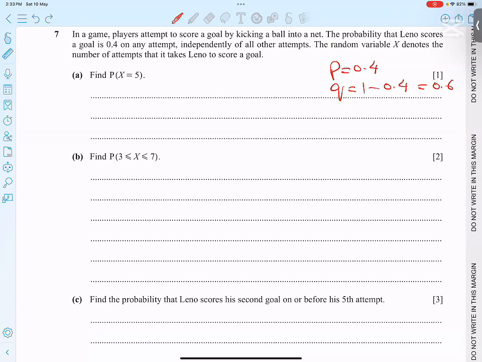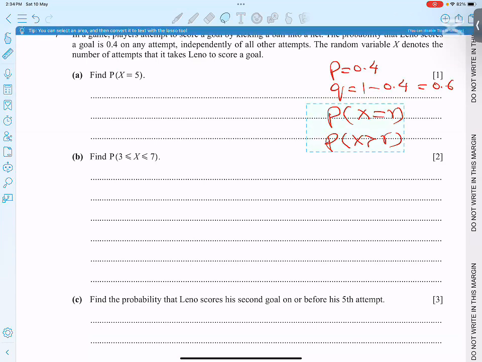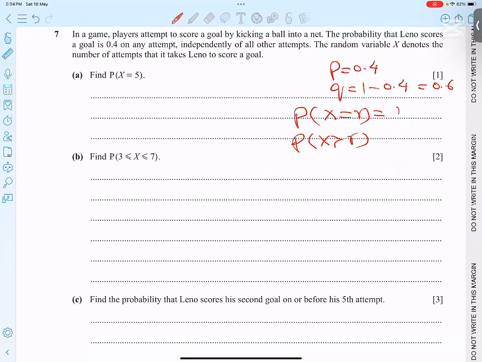So it is a topic of geometrical probability because no n is given, and he mentioned that he scores a goal on attempt number 5. And we have 2 formulas for this kind of situation: X equals R and X more than R in geometrical probability. The first formula is Q to the power R minus 1, into P. The second formula is Q to the power R. These 2 formulas are used in geometrical probability. Because it is equals to R, I'm using the top one. So probability X equals 5 is Q to the power 5 minus 1, into P.